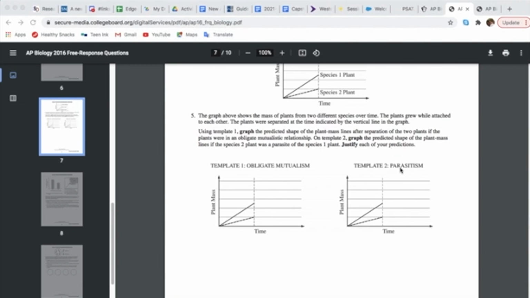Whereas with template 2, due to parasitism, the parasite will no longer be able to grow or reproduce since it doesn't have a host body anymore. So it can't take in any nutrients or anything from the host plant, and it will level off or die. Whereas the host plant will definitely be increasing because there's nothing impeding its growth.